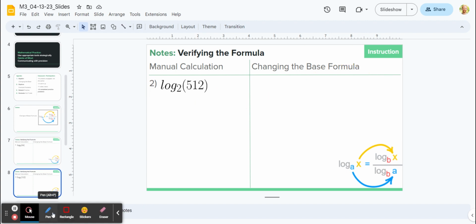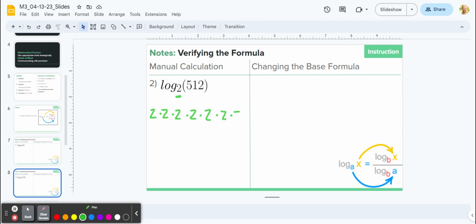All right, same thing can be done with this longer problem, log base 2 of 512. If I go through and manually calculate this, we're trying to see how many times 2 multiplies by itself. 2 times 2 gives us 4, another 2 gives us 8, another 2 gives us 16, another 2 gives us 32, 64, 128, 256, and finally 512. It's a long process. So we had 1, 2, 3, 4, 5, 6, 7, 8, 9 2's multiplied together. So our log base 2 of 512 is 9.